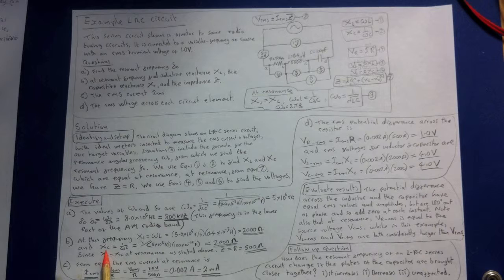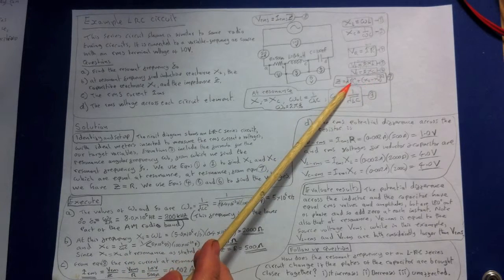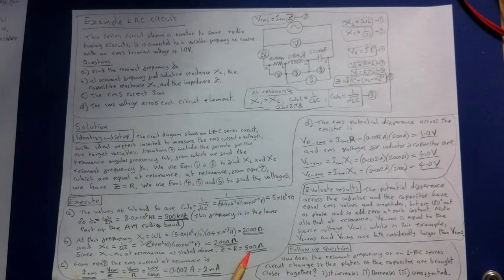And the reactance XC is 1 over WC. So we plug those in and we find that that's 2,000 ohms. So look, they're both the same reactance. Since XL equals XC at resonance, as stated above, this part of the equation now goes to 0, and we're just left with the R. Z equals R, which is 500 ohms, which is given to us.